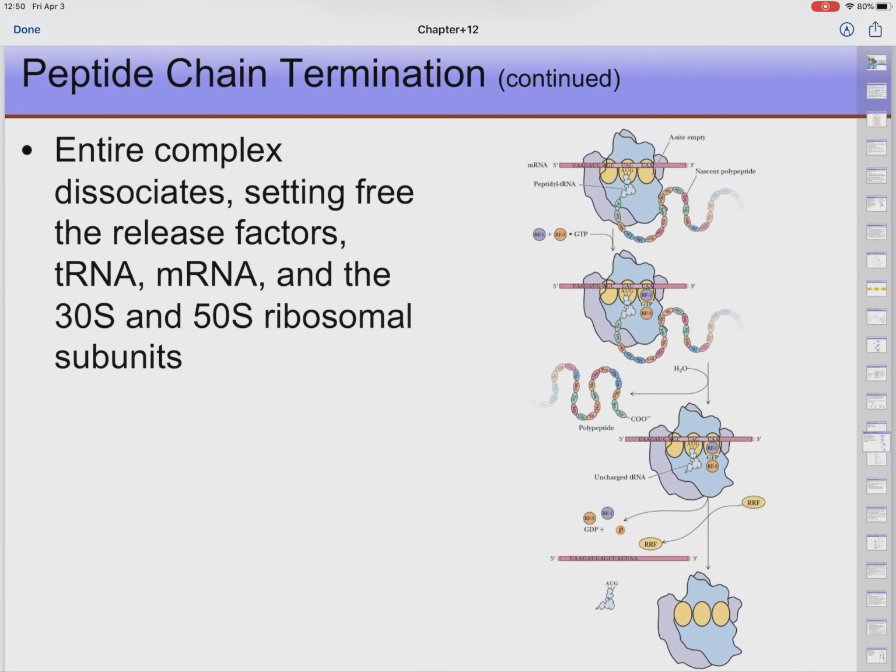And you can kind of see that all happening here. So we get to a stop codon, UAA. These release factors come in. We see the chain gets cleaved off. So again, their presence causes the transferase to hydrolyze that bond. And then they also help with the dissociation of these complexes.